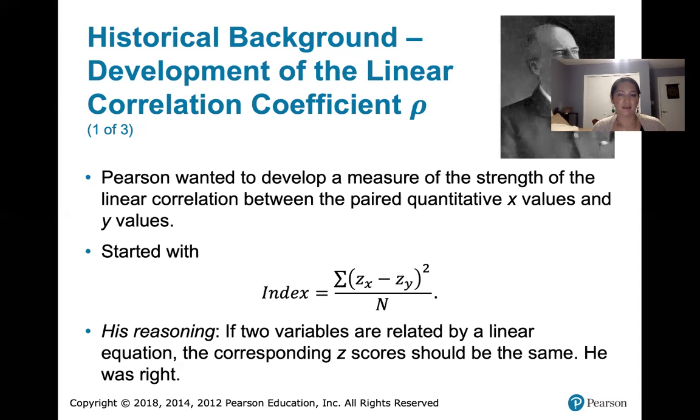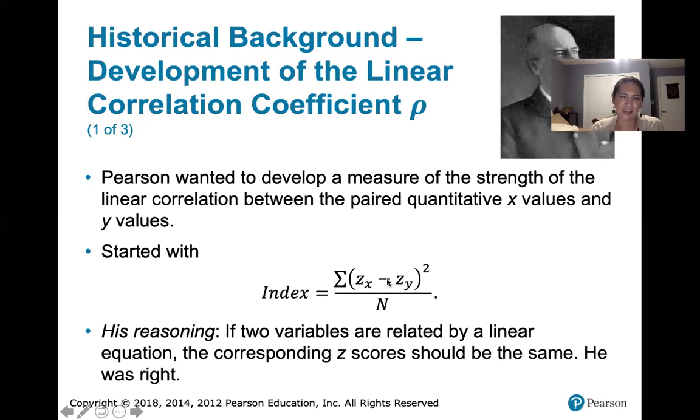He said, but if that linear equation involving x and y had a negative slope, well, then he wouldn't expect these z scores to be the same, but he might expect them to be opposites of each other. So if this z value is 2 standard deviations above the mean, and it's related to this y value, and there is a negative slope in the equation describing the relationship between x and y, if this one is 2 standard deviations above the mean, he might expect this one to be 2 standard deviations below the mean.